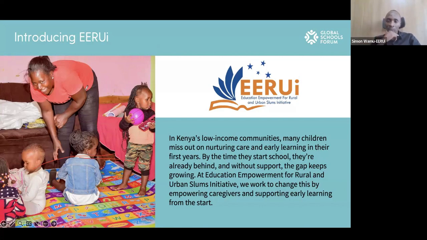So for this specific project, we understand that in many low-income communities within which we serve, many children miss out on the adequate nurturing care needed to support their early learning, especially in their first years. So we know that if they are not well nurtured in the very early years, by the time they start school, they're already behind. And if we don't intervene, the gap continues to grow. And therefore, we as an organization make early interventions to address that.